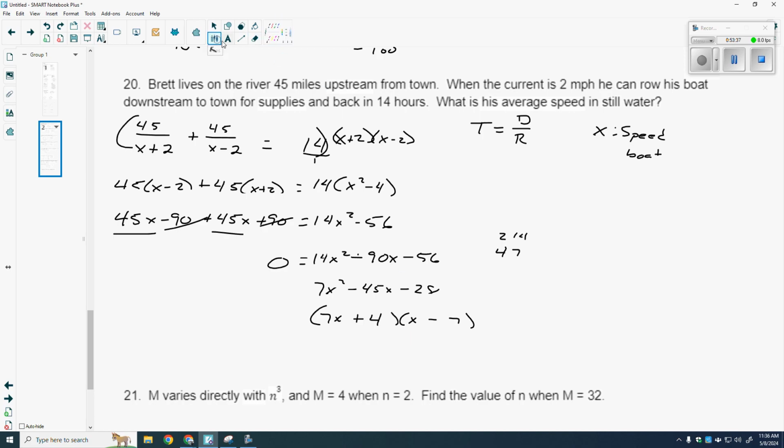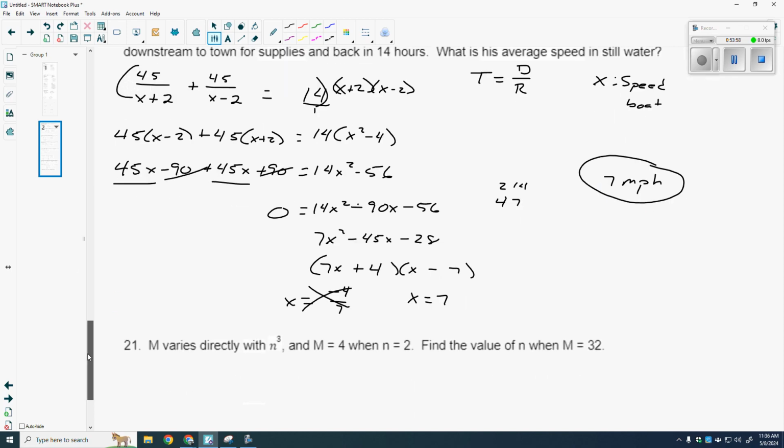Okay. What makes my first parentheses 0? X equals negative 4/7. Doesn't make sense for the speed of the boat to be going at a negative rate, so that goes away. Second parentheses gives me x equals 7. That makes more sense. Brett can row his boat at 7 miles per hour in still water, which is a pretty good row. He's cruising right along.